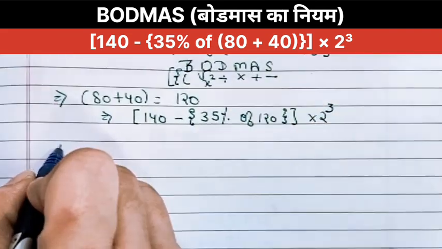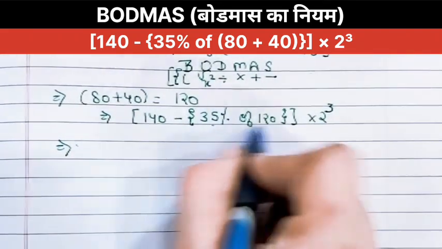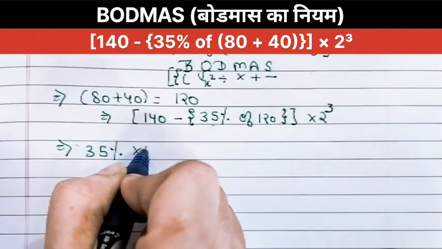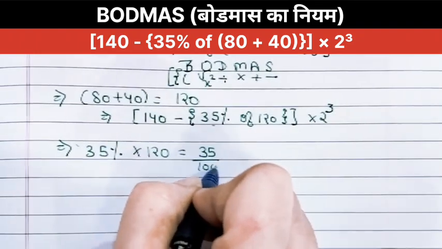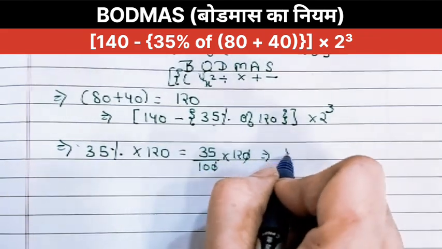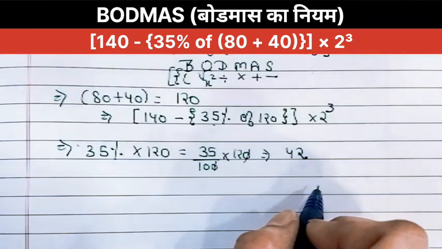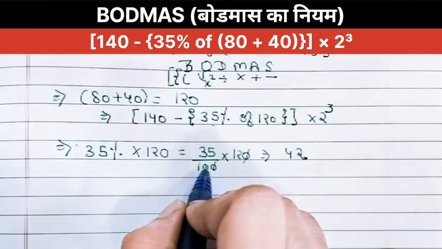3. Move to the next step of operations. So "of" operator, basically 35% of 120. Now calculate it, 35% multiplied by 120. It becomes 35 upon 100 multiplied by 120, and after cutting the zeros we'll get 42 as a result. According to this step, O stands for "of", which acts as a high priority multiplication inside the curly braces.